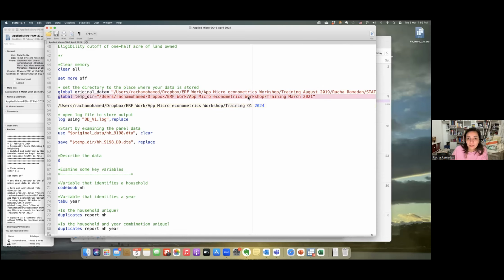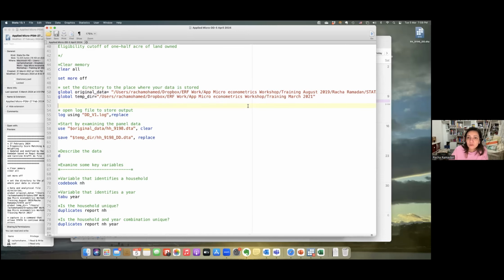The global temporary directory is where you want to save your data. I created a new file called Micro-econometrics workshop, and in this file, I created a new folder. I called it training March 2021, and I keep it 2021 because I'm keeping it in the same file since 2021. It's possible that you don't want to use these two commands, and every time you are using a file or saving a file, you write the whole path.